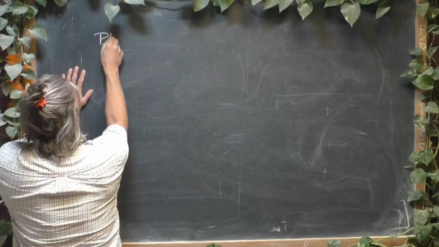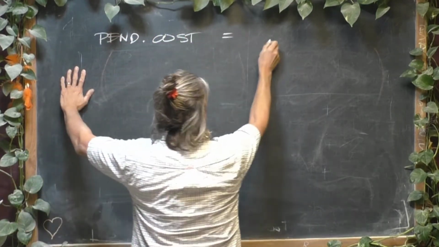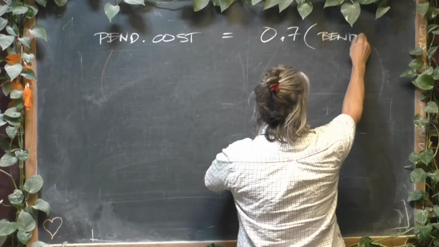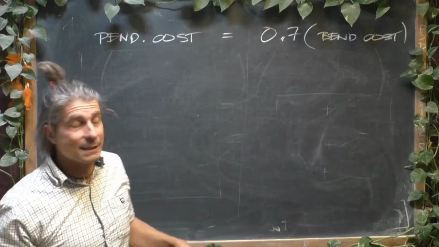A Pendleton cost is equal to 70% of whatever the Bend cost is. That's another way of saying 30% cheaper. Hopefully that makes sense to you.